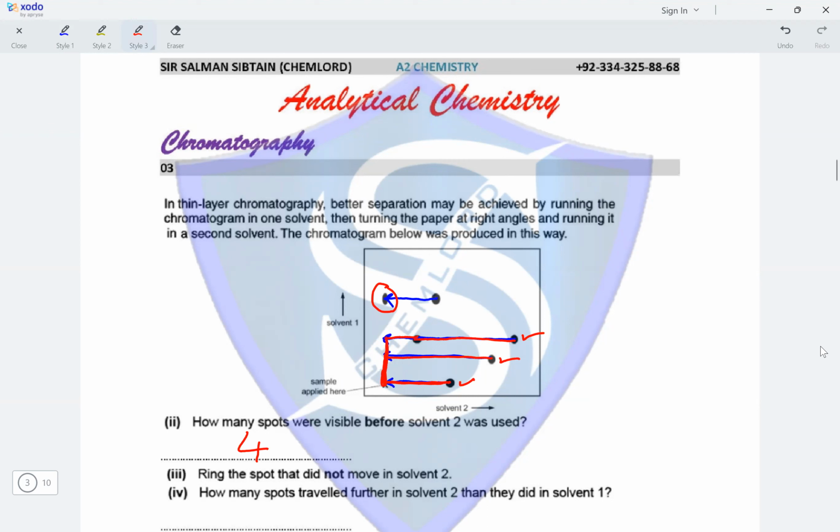So we end up with three spots that have moved more in solvent 2 compared to solvent 1, especially the first one, which has not moved at all in solvent 1 and has just moved in solvent 2. So the answer for this part is three spots.